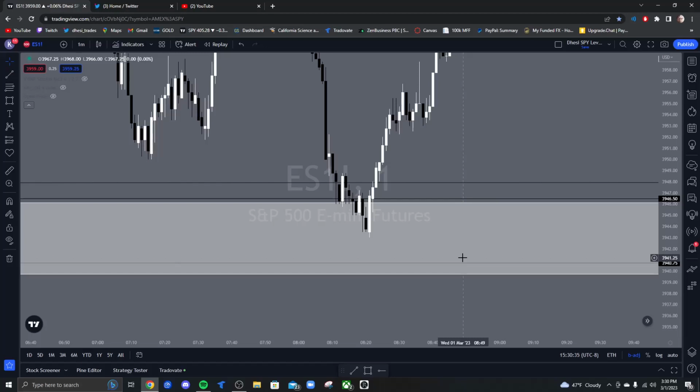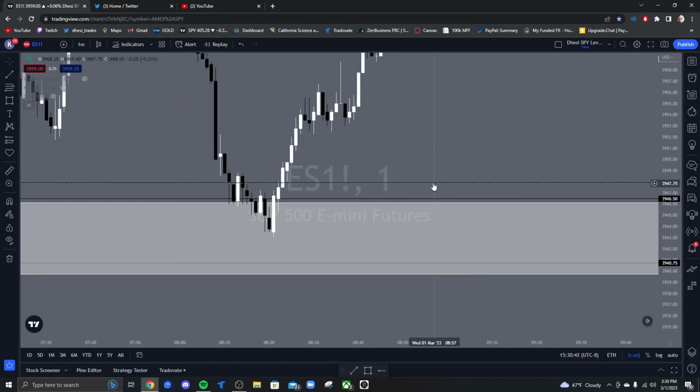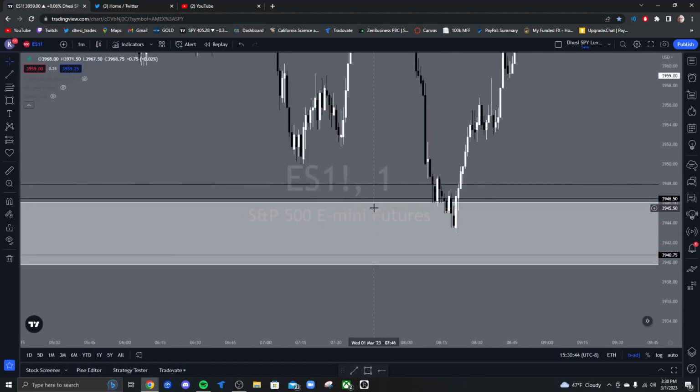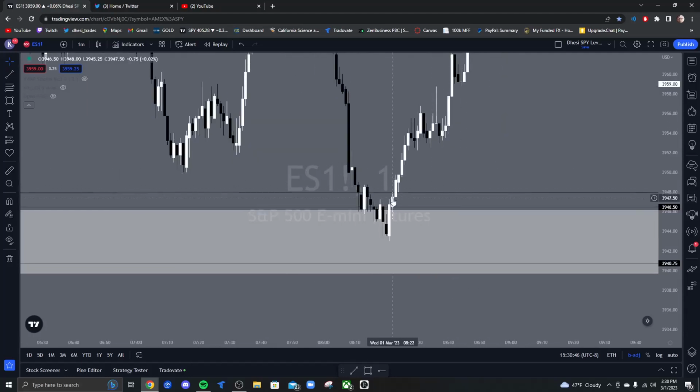I basically got a low of the day fill at 39.43, and I was waiting for some structure to be broken. So we had sell side liquidity get hit, right? We had the sell side liquidity. That's one check out of my box.